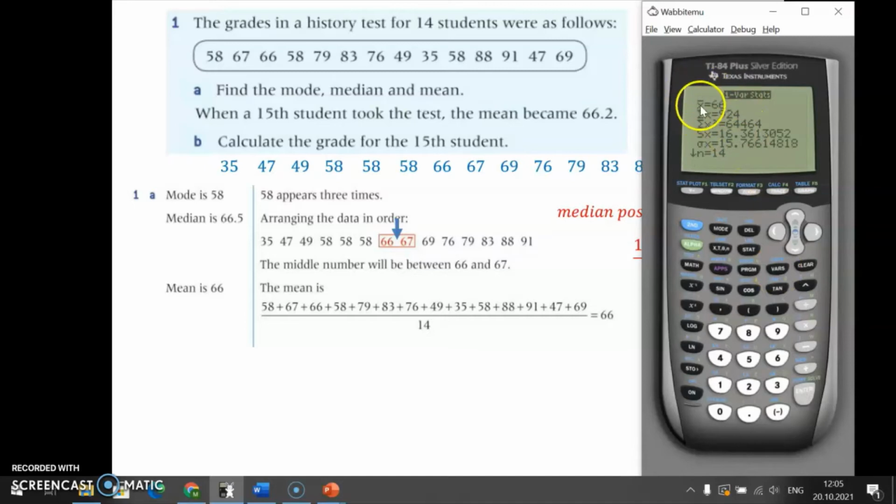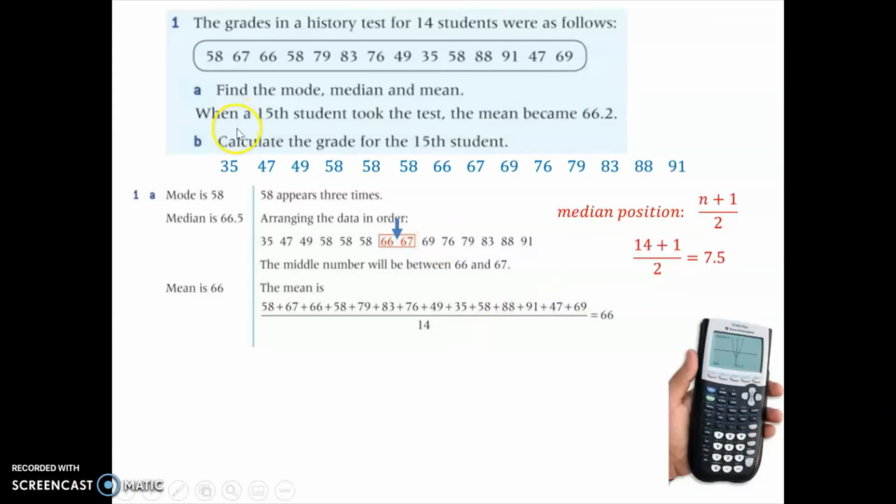X bar, we know X bar means mean. It says the mean is 66. Great, that matches what we have here. Let's see, I'm going to go down the list here. I'm going to press arrow to go down a little bit. It tells us our median here. Okay, median is 66.5, matches what we have. Great. And mode, just so you know, will not appear in here. It doesn't have mode in here. So mean and median are, but mode is not. Okay, that's how you calculate things on your calculator.